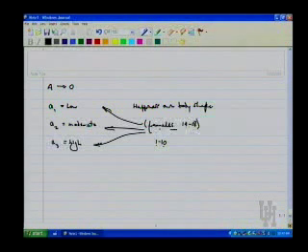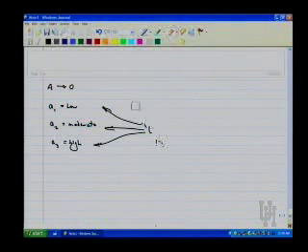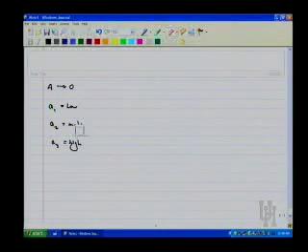Are we all following the little vignette that we're playing out here? Let's then focus on the output.